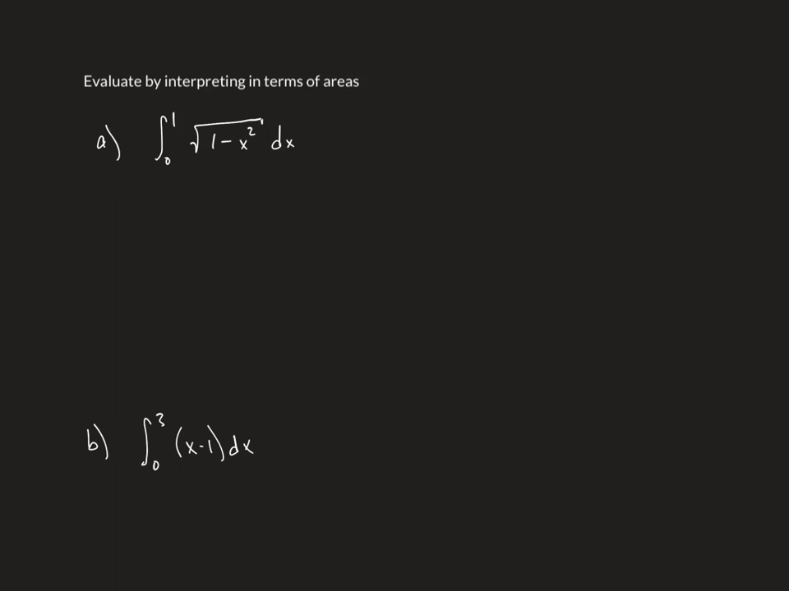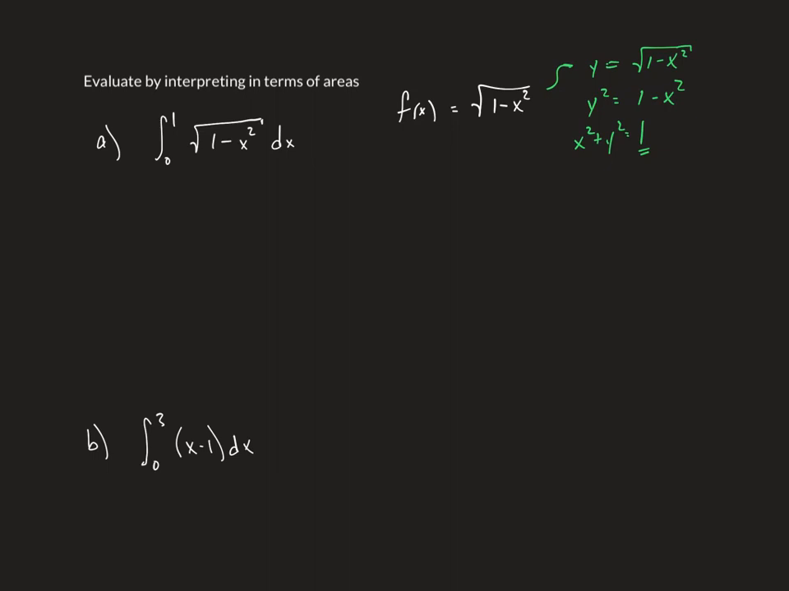So if I take a look at this first function, our function is the square root of 1 minus x squared. What we should recognize is that if y equals the square root of 1 minus x squared, that is the same as y squared equals 1 minus x squared, which is the same as x squared plus y squared equals 1. This is the equation of a circle with a center at 0, 0 and a radius of 1. Okay, so with that in mind, we know what this is going to look like.